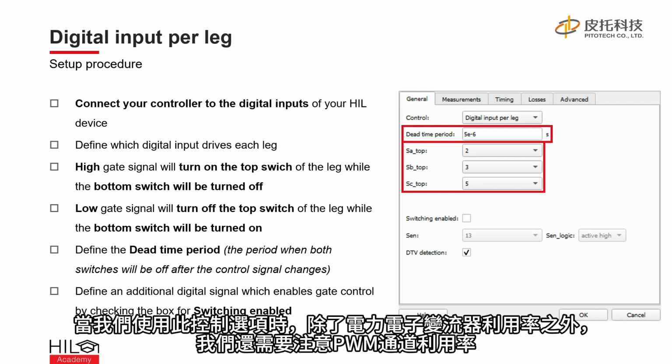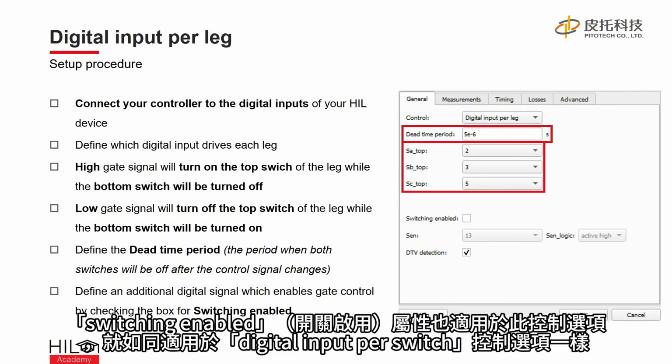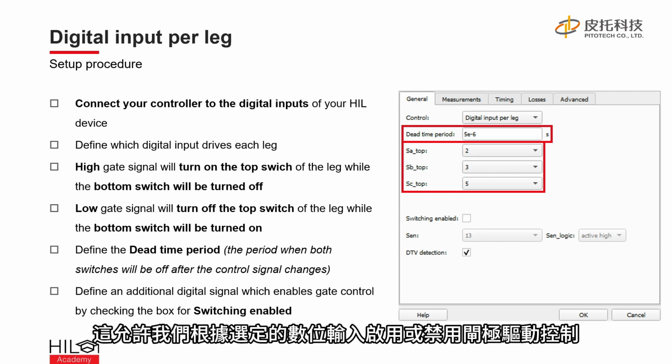When we use this control option, we need to be aware of PWM channels utilization in addition to power electronics converters utilization. The switching enabled property is also available for this control option, as it is with a digital input per switch control option. This allows us to enable or disable the gate drive control according to a selected digital input.